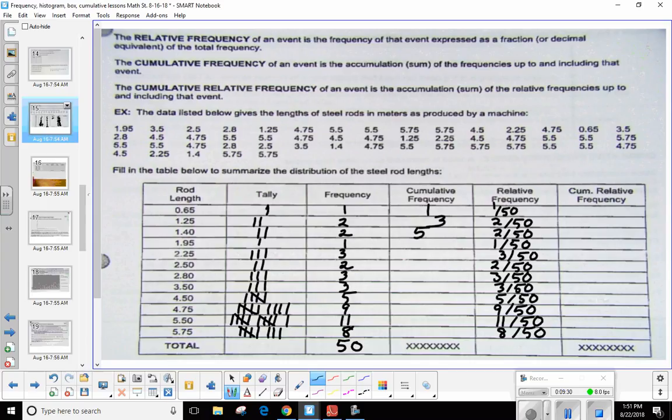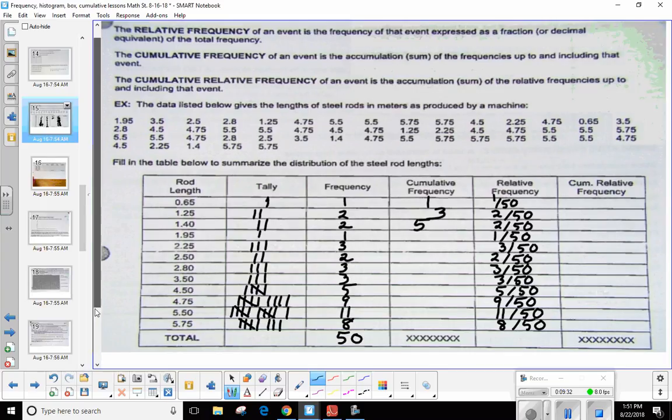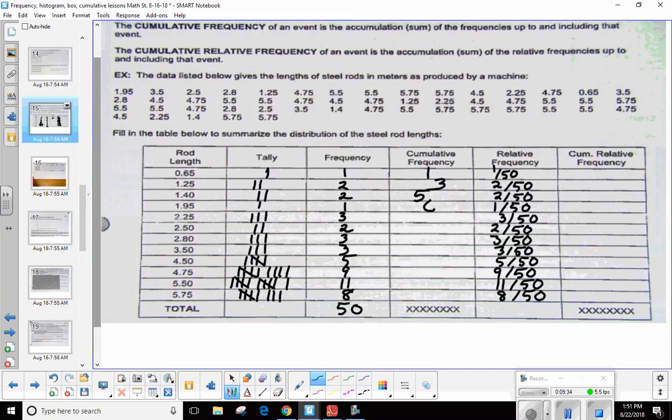Well, let's just go ahead and keep going. Tell me what the values are. 5 plus 1, 6. 9. 11. Okay, 14. 17. Okay, 22.